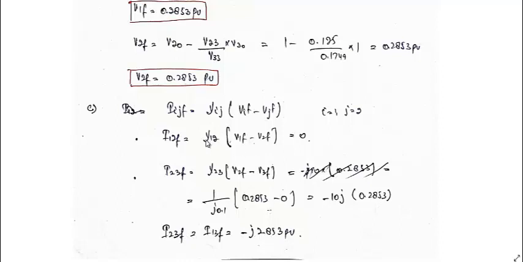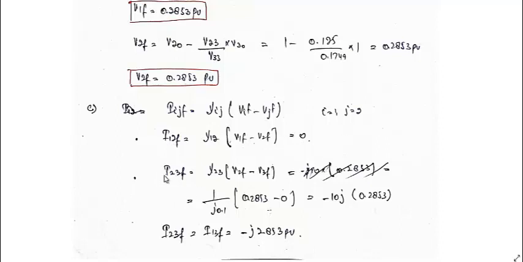Wait a minute. First we had to find y12. y12 is 1 divided by j0.1. No, V1F and V2F, sorry, are the same voltages, so the current flowing in the line from bus 1 to bus 2 will be 0. So this was actually asked in the question.